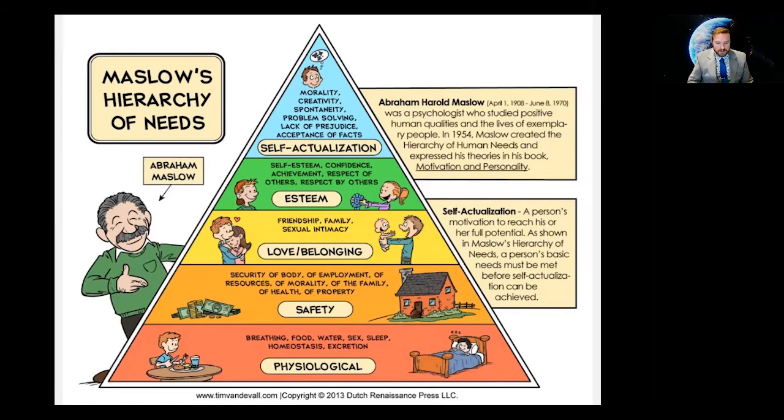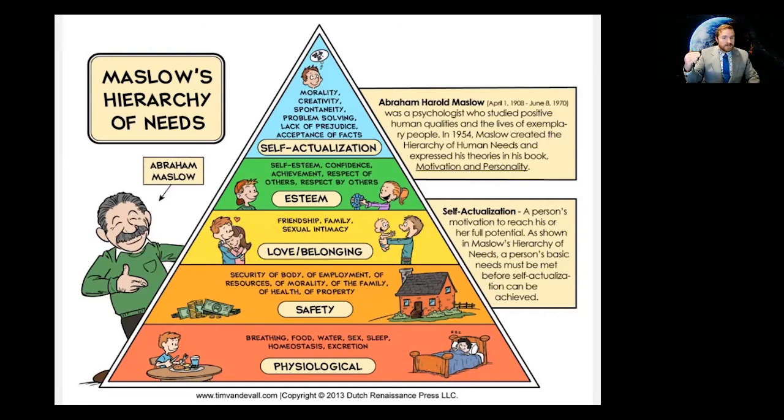The first level and the most basic is physiological needs: homeostasis, breathing, food, water, excretion, things like that. Once you have those things in place, then you can move to the safety level. This is about security of body, of employment, of resources, morality. Then you move to love or belonging, where you can focus on friendship, family, intimacy.